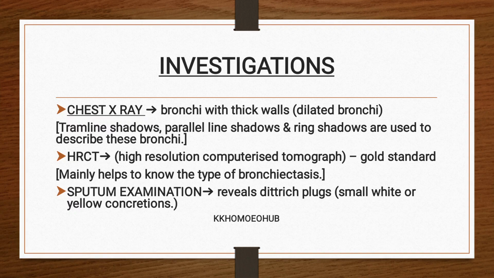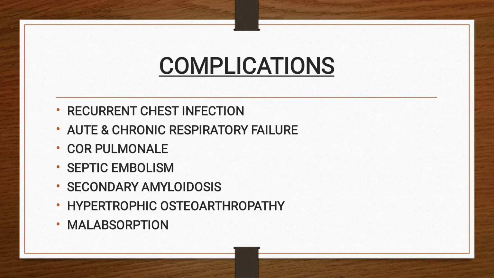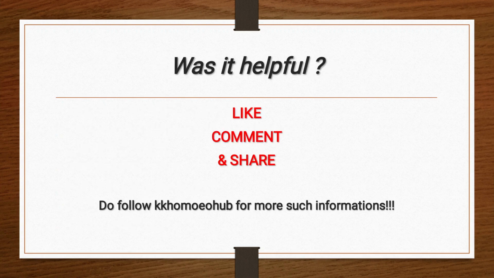Next is the complications of bronchiectasis. Usually recurrent chest infections can be seen, acute and chronic respiratory failure, cor pulmonale, septic embolism, secondary amyloidosis, hypertrophic osteoarthropathy, malabsorption, etc. Hope this was quite helpful and had a quick revision on bronchiectasis.